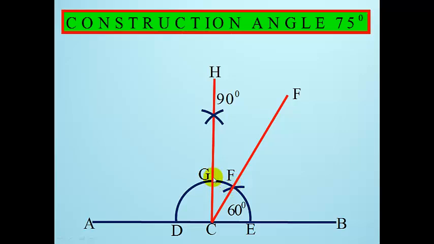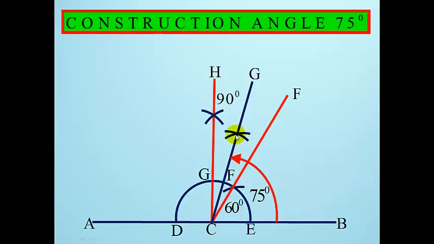So we stand at point G and, with a reasonable radius, describe an arc as shown. With that same reasonable radius, stand at point F and describe another arc as shown. You now draw a straight line from C passing through the intersection of the arcs, as shown.